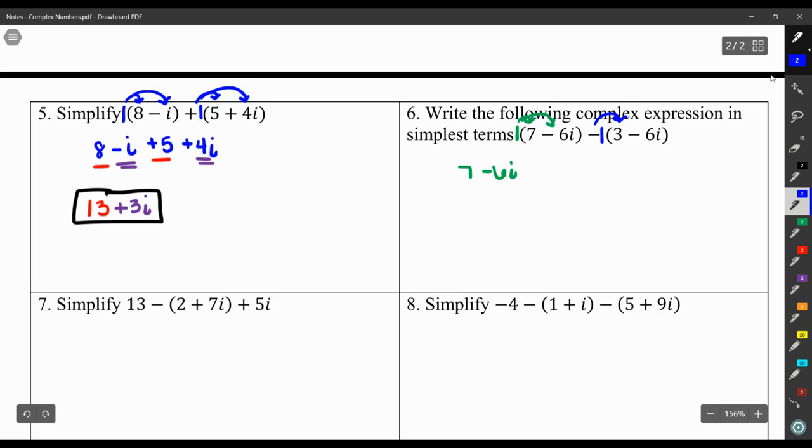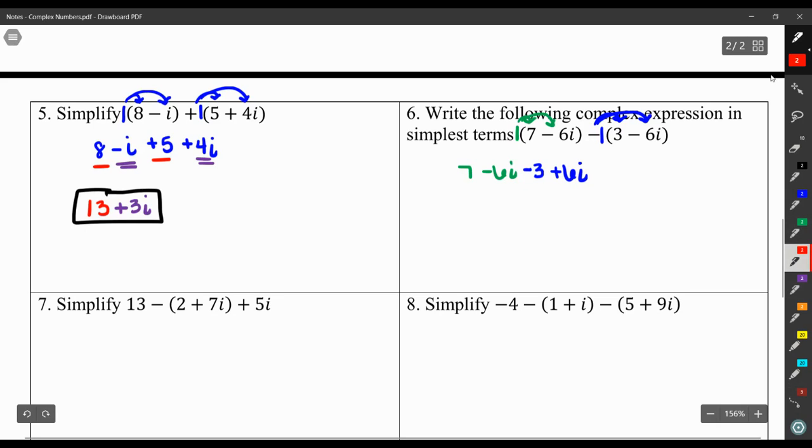So -1 times 3 makes -3. -1 times -6i is a positive 6i. So when you're distributing positive ones, nothing changes. When you distribute negative ones, it changes all the signs inside of that parenthesis.